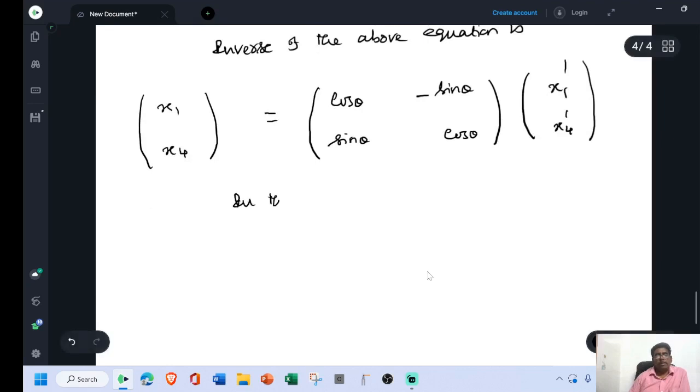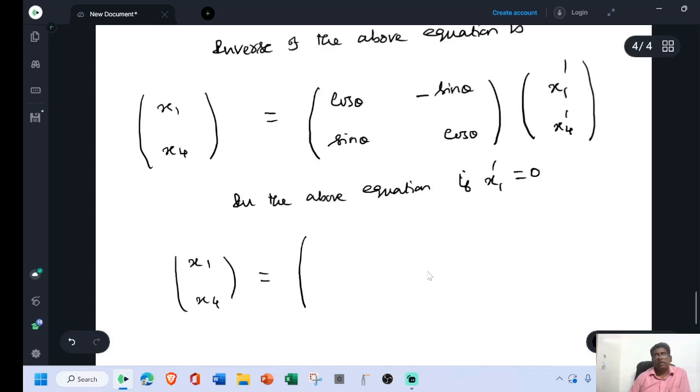In the above equation, if x1 dash equal to 0, you can write x1, x4 equal to 0 into cos theta is 0, then minus sin theta into x4. 0 into sin theta is 0 plus cos theta x4.